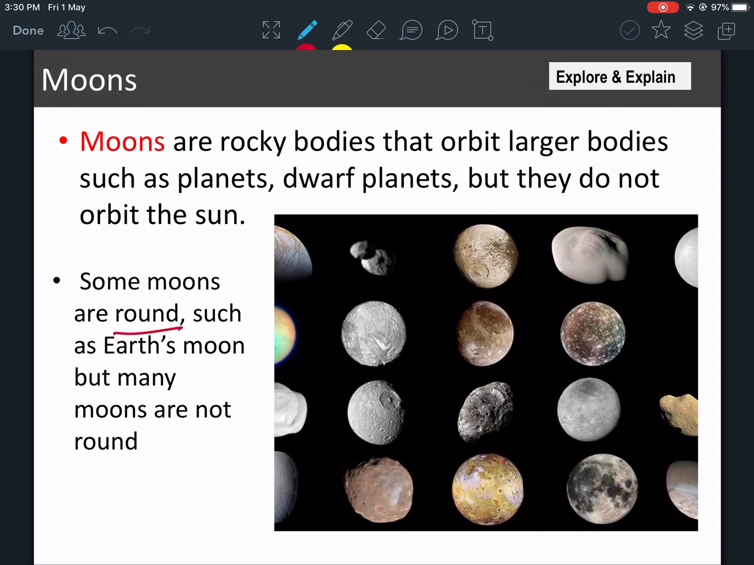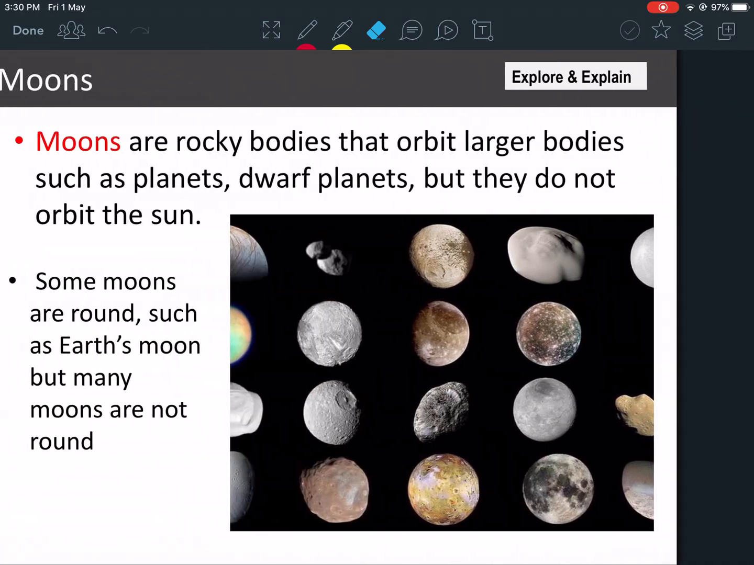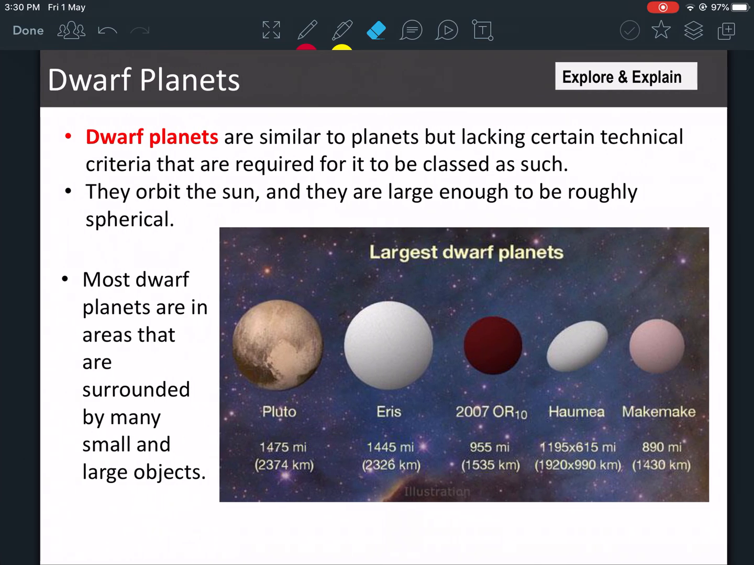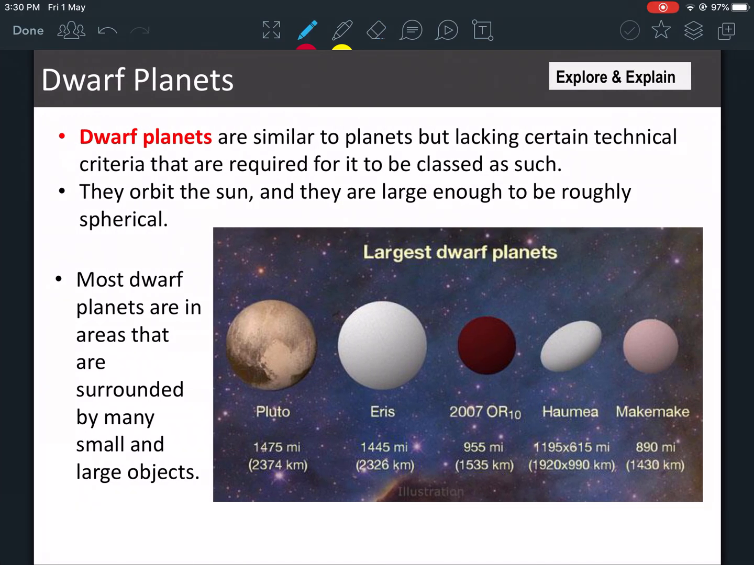Some moons are round, such as the Earth's moon, it's kind of round, but moons are sometimes not round. Look at that. They sometimes have different shapes, maybe elliptical, but not all of them are round, some of them are round. Now the difference between moons and dwarf planets is that moons do not orbit the sun, but dwarf planets actually do orbit the sun, but they lack a certain criteria for them to be classified as planets.